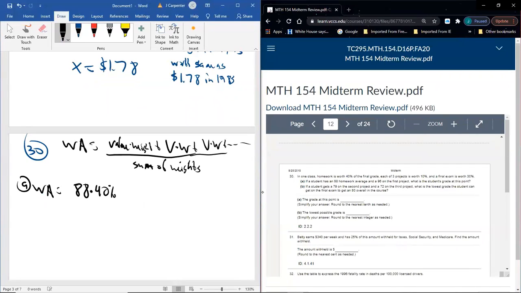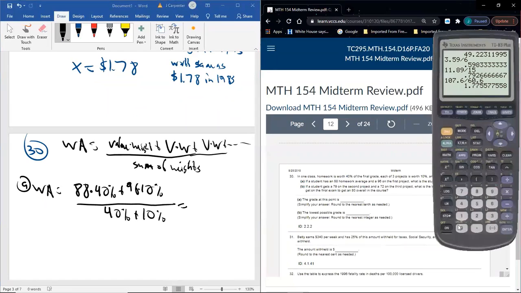Remember, you can write this as 0.4 or 40% as long as you're consistent in the bottom. Then plus, we earned a 96 on the first project, and that's worth 10%, and that's all we have. Then we divide by the sum of the weights, just the weights we're using, which are the homework and the first project only.